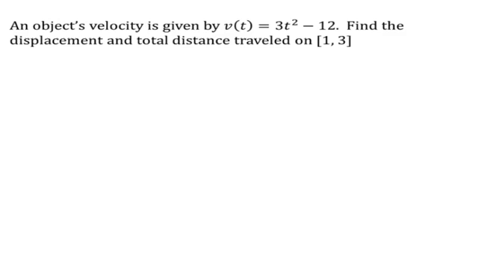So an object's velocity is given by the function v of t equals 3t squared minus 12. This would probably be measured in feet or meters per second. And we want to find the displacement and total distance traveled on the interval 1 to 3.